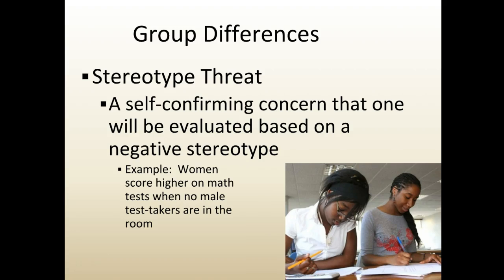One of the problems with these group differences is the stereotype threat, and this is the idea that there can be a bias based on negative stereotypes when we look at this information.